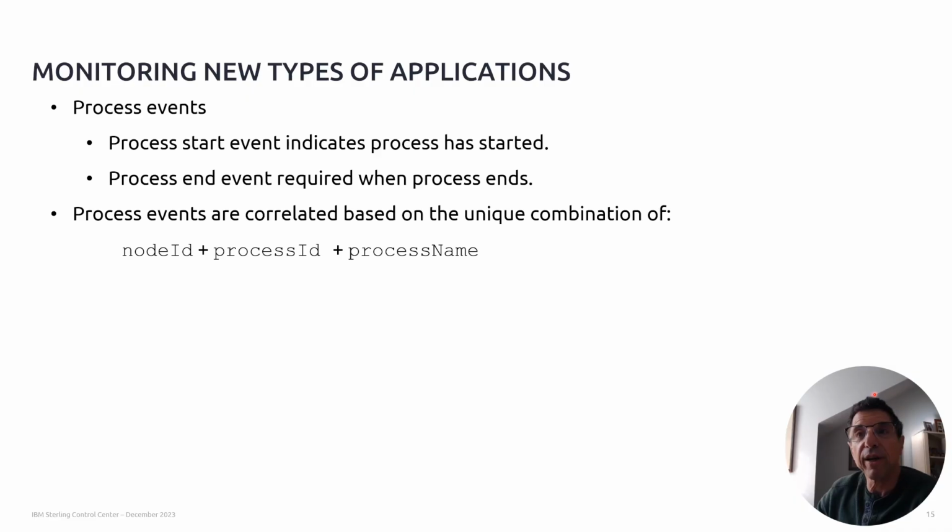Now, process events, they're to tell Control Center about activities that are occurring on your monitored system. And process start tells when a process is started. Process end, it's required, and it needs to be sent in when the process ends. And these two events and all the other associated process events need to have the same node ID, process ID, and process name values, because they're combined to construct a unique ID for your process.